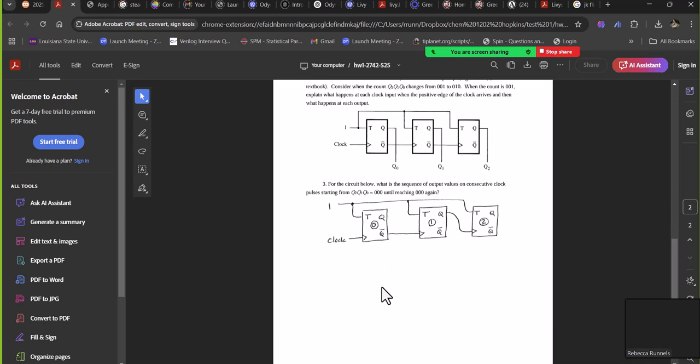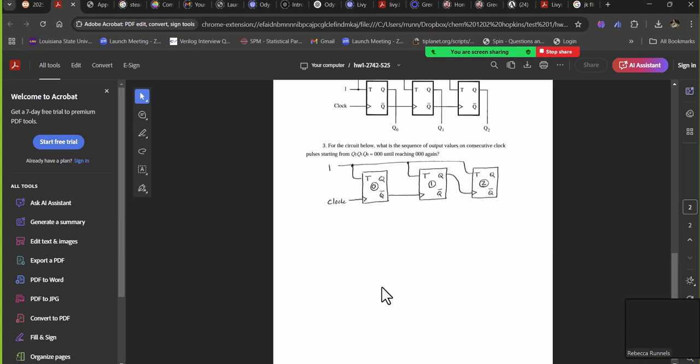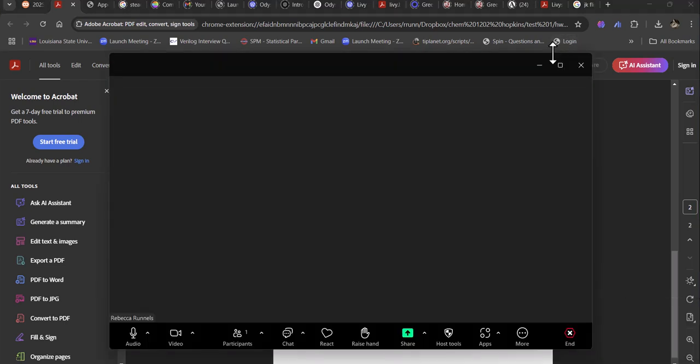But I think what we did will help you. It's the same idea with number 3. So number 3, you're just following it until it comes back to where it was before. You can't check your work the way we did on this one, knowing it's an up counter, but it's the same idea. Okay, so any questions?